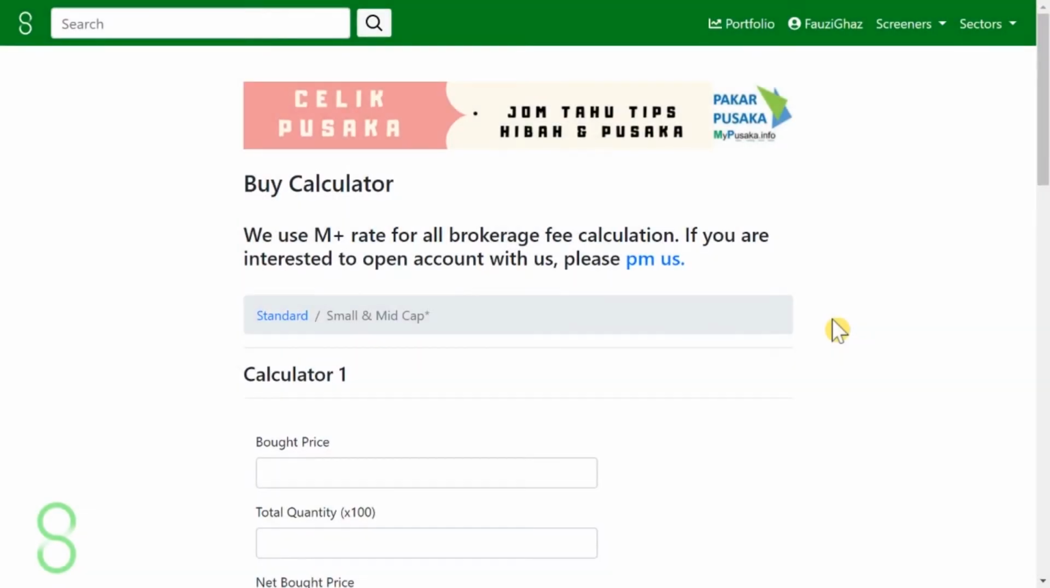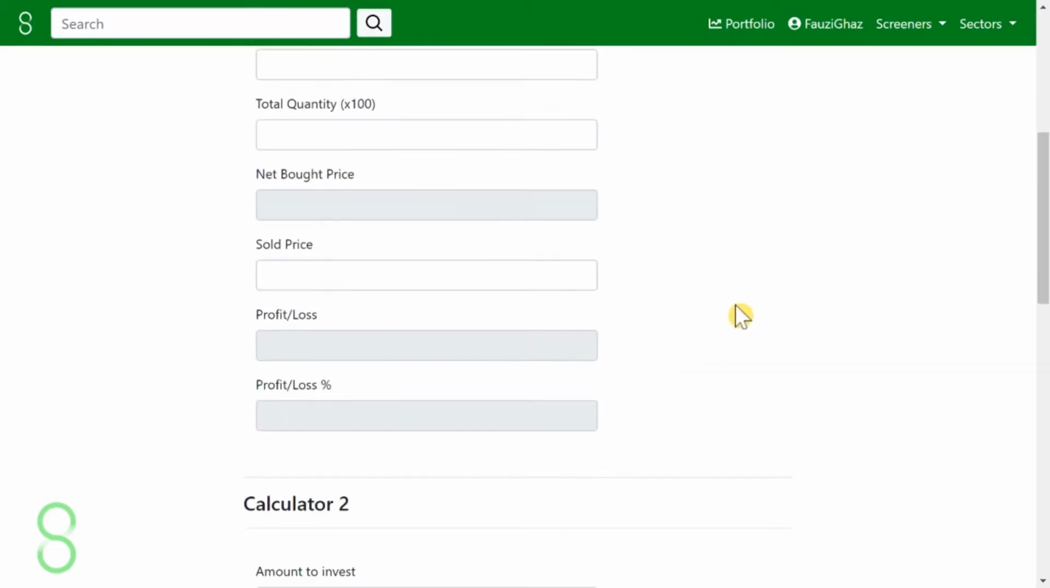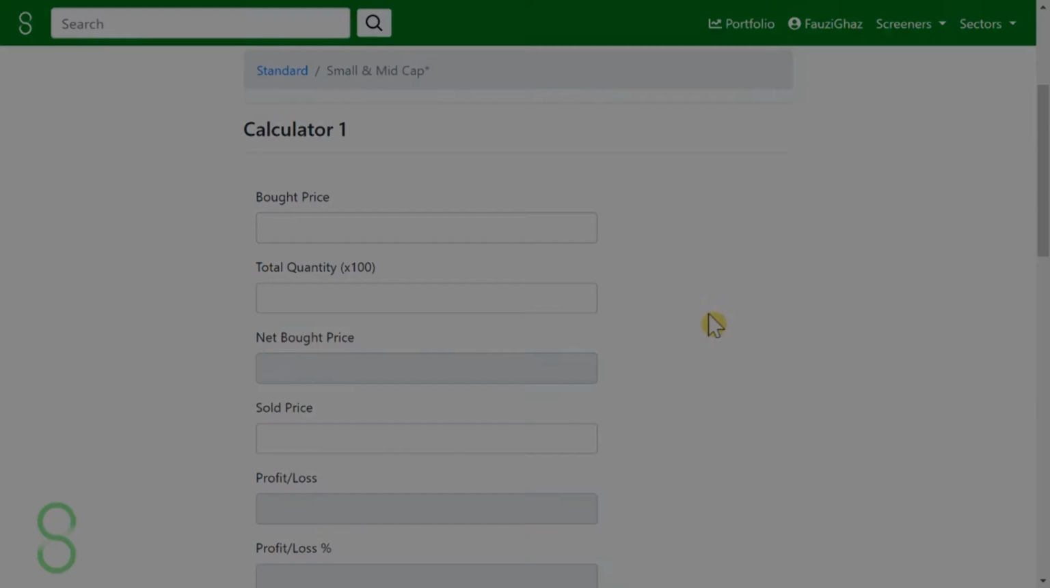Now, as for the calculator themselves, there are two calculators, calculator 1 and calculator 2. The reason why there are two calculators is because they give different perspectives for investors. I know it's hard for you to understand how they can give different perspectives, so let me show you so that you can get a better understanding of it.